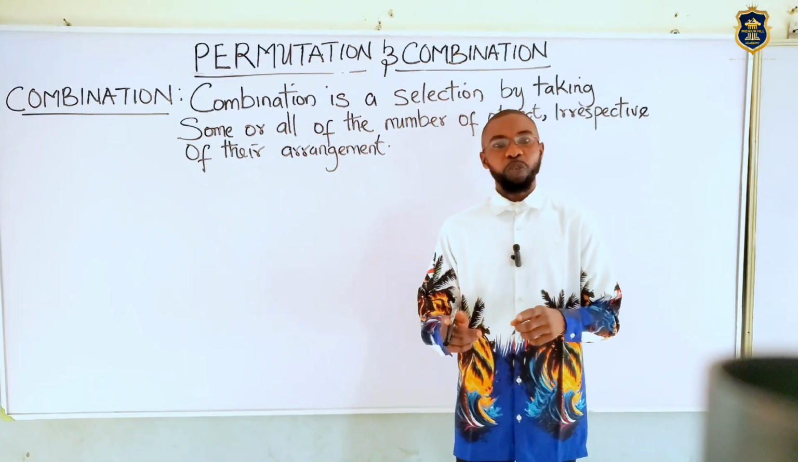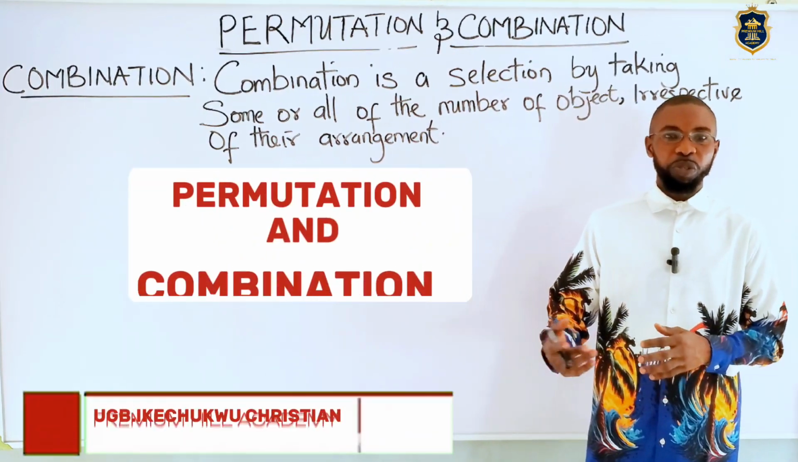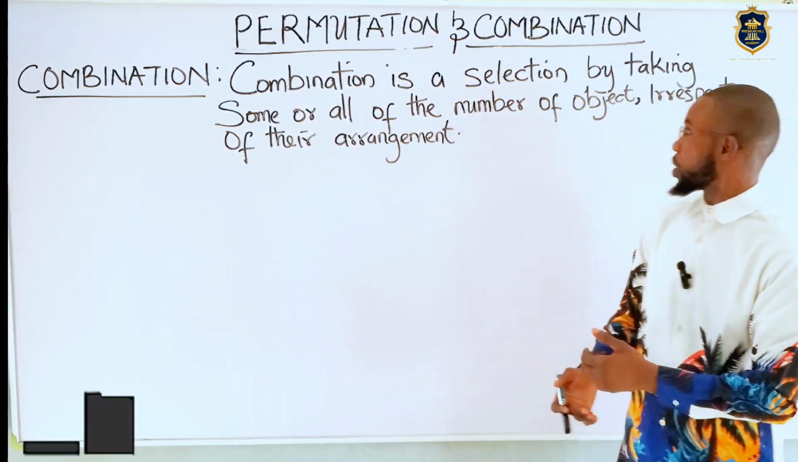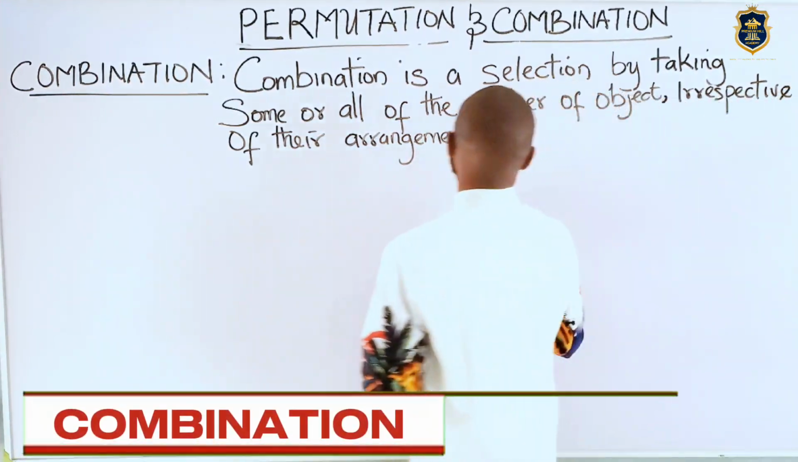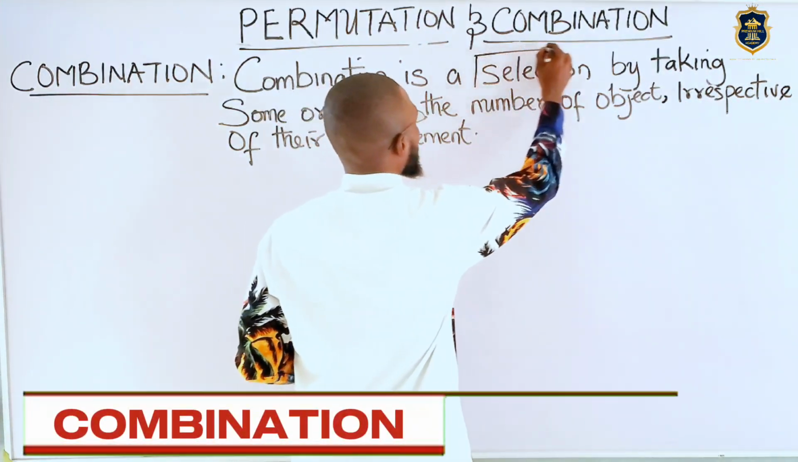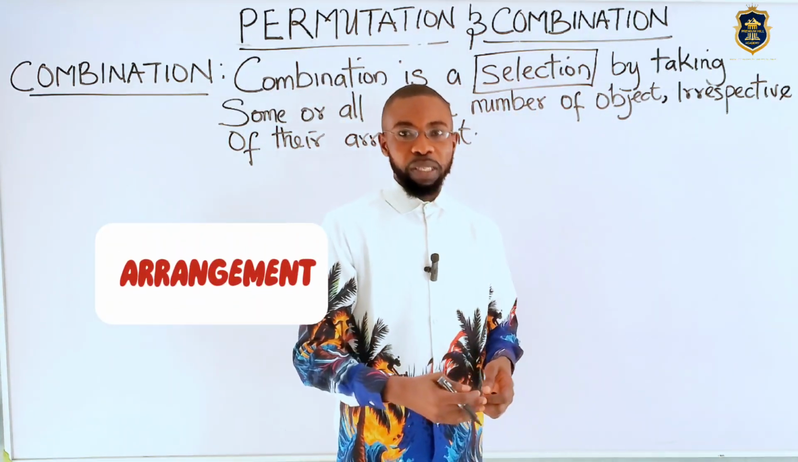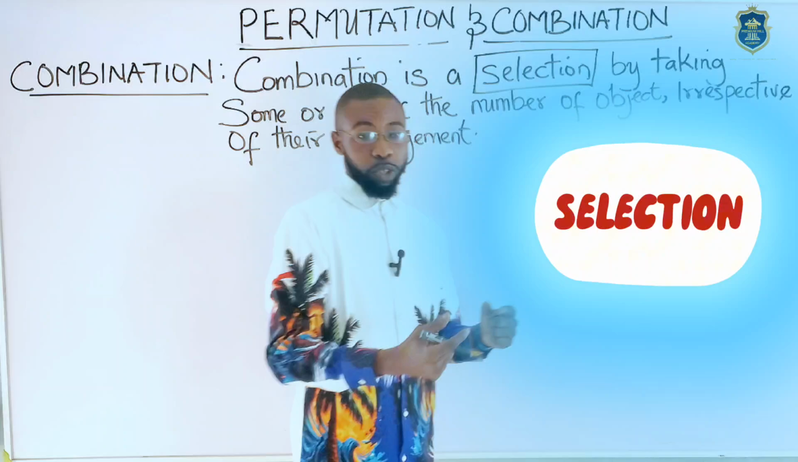Guys, so having discussed the concept of permutation, we've seen how it works, right? Let's get to combination. What's combination? Combination is a selection. For combination, take note of the root word, selection. Permutation, we talked about arrangement, but here in combination we're talking about selection, right?